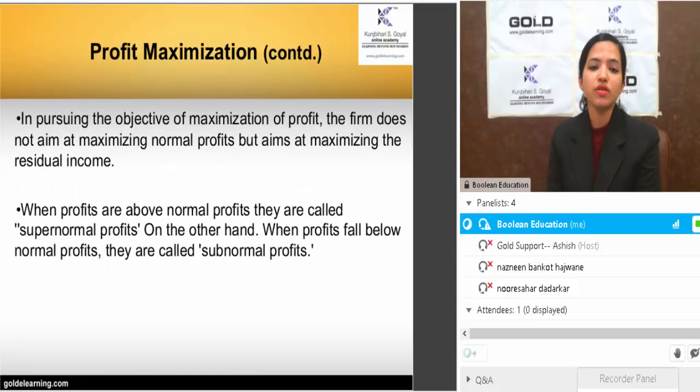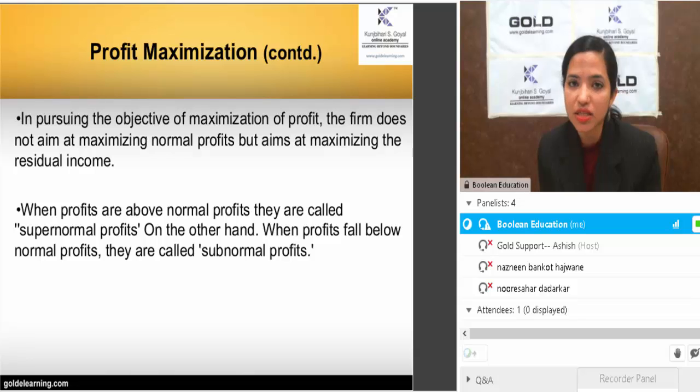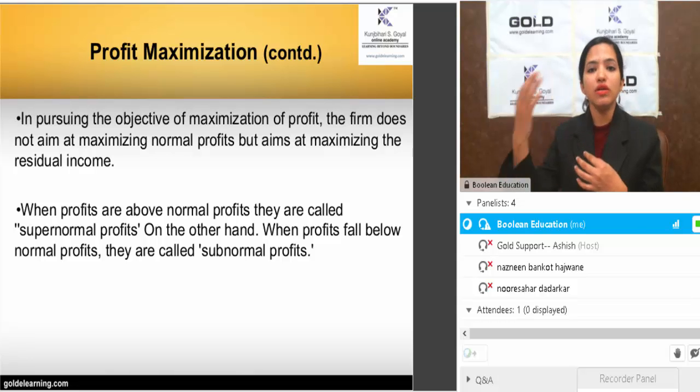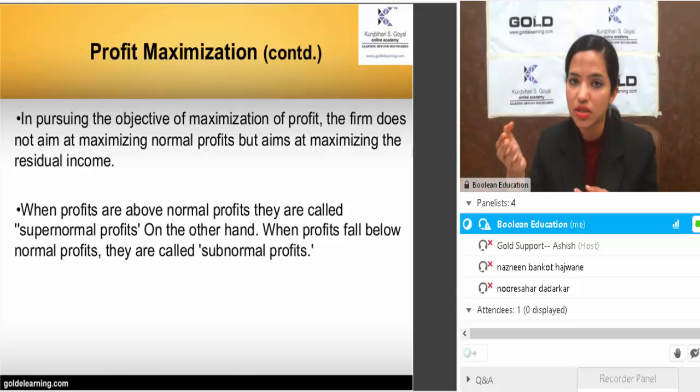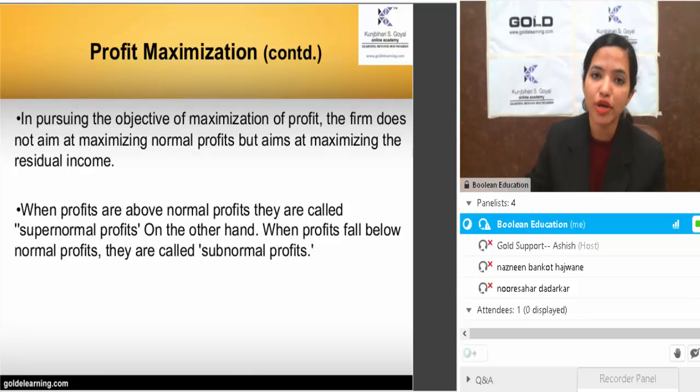In pursuing the objective of maximization of profit, the firm does not aim at maximizing normal profit but aims at maximizing the residual income, right? So जब firm profit maximization के बारे में बात करता है, वो normal profit नहीं increase करने की कोशिश कर रहे हैं, वो residual income increase करने की कोशिश कर रहे हैं. Yes, that is economic profit.